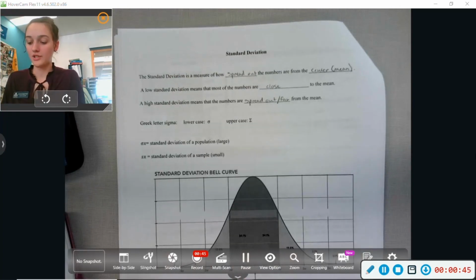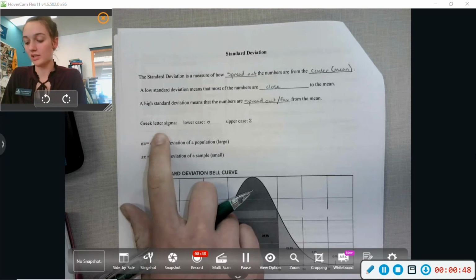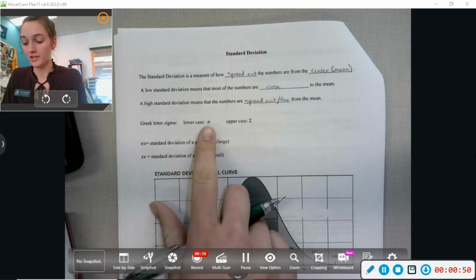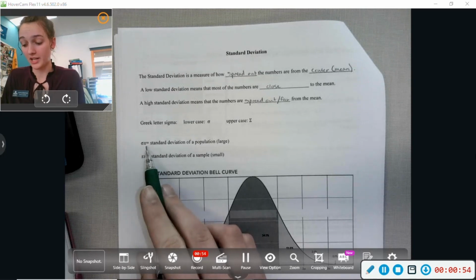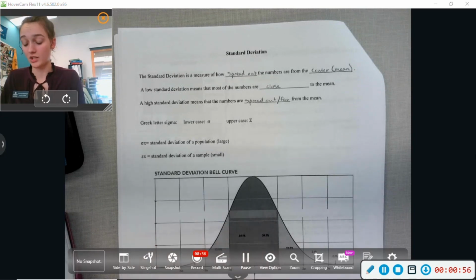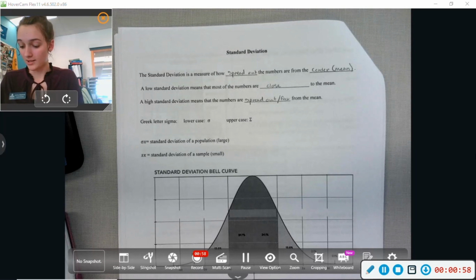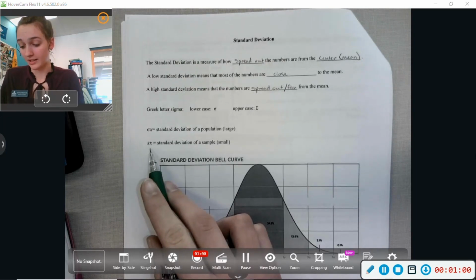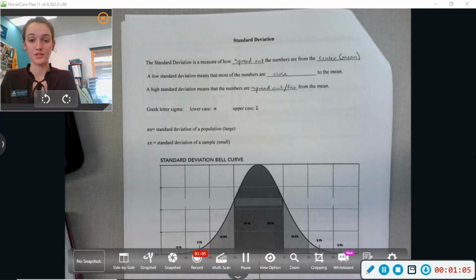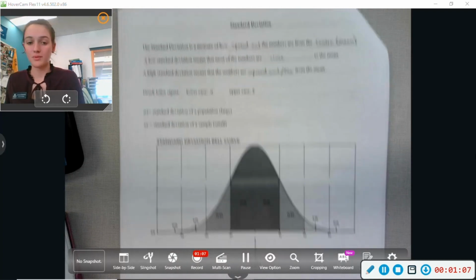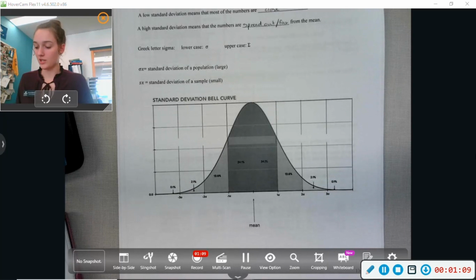This is the Greek letter sigma, and that's what we use for standard deviation. If we see the lowercase sigma with an x, that is the standard deviation of the whole population, whereas if we see an s with an x, they're asking us for the standard deviation of just a sample, which is smaller. So this right here is called the standard deviation bell curve.